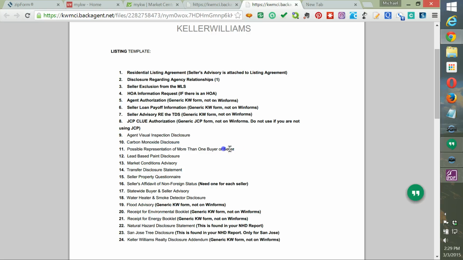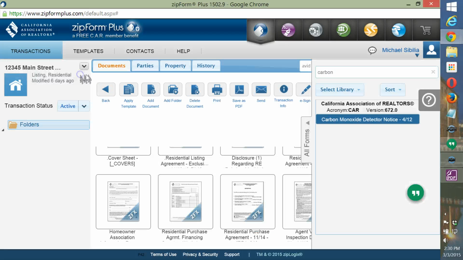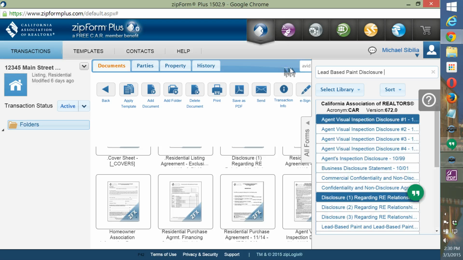The possible representation of more than one buyer or seller, we'll look at. The smoke detector and water heater is coming up later. That, by the way, is now just included in the RPA, right? You can't avoid that. Lead-based paint disclosure: what year does the property have to be, how old, what year is what's called target housing? So 1978. Should you do one anyhow? Mm-hmm. Why not?